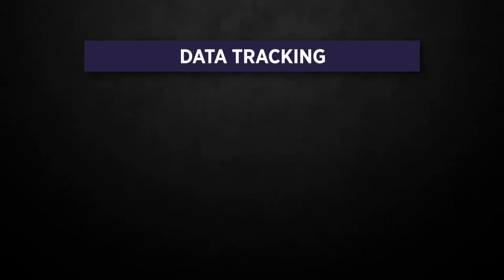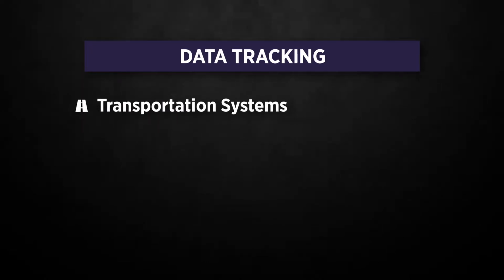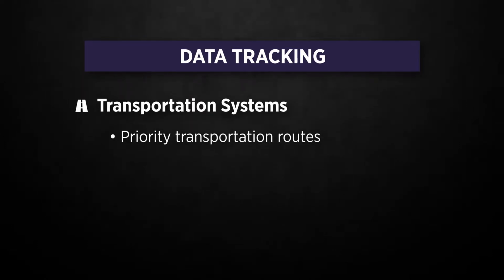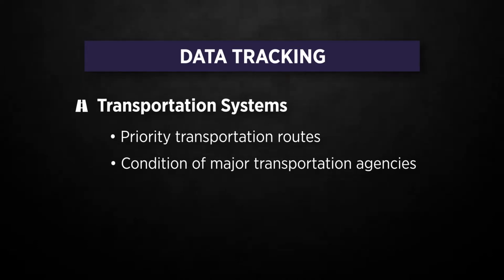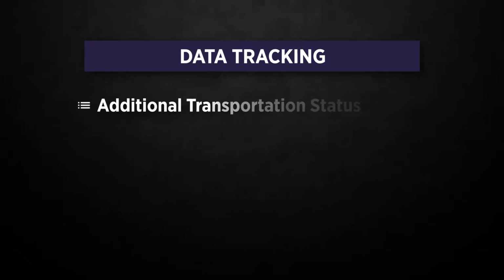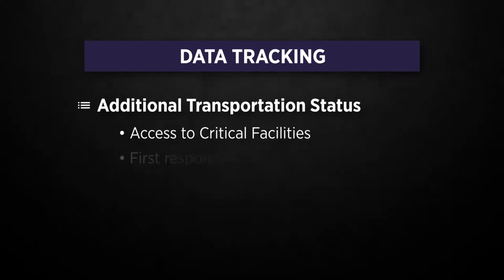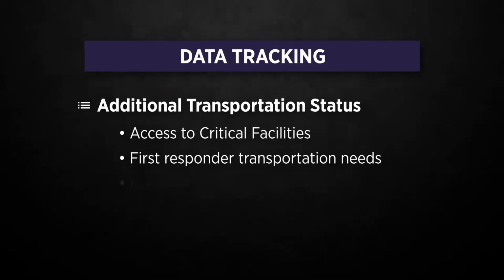deploy. Critical information you will need to track includes the status of transportation systems throughout the impacted areas, including the identification of priority transportation routes from field personnel and EOC staff, conditions of major transportation agencies and their related services, and structural integrity of roads, bridges, overpasses, airports, maritime ports, and harbors. You will also want to track additional transportation status information, including access to critical facilities, the transportation needs of incoming responders, and details regarding potential transportation hazards.